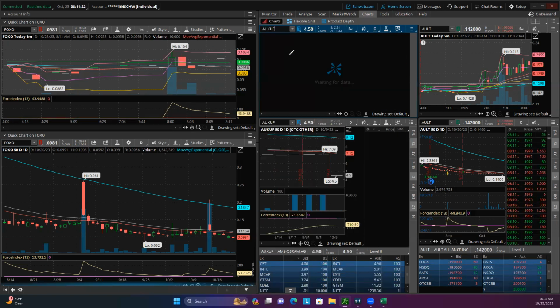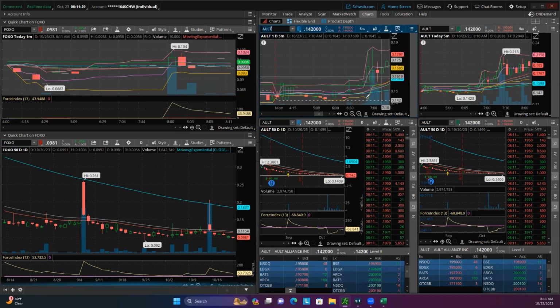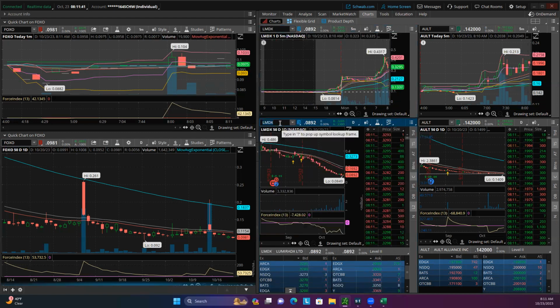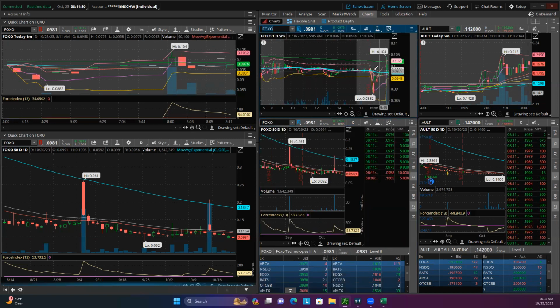And if you look at AULT, you see how the dotted line is down here? You see how everything's above it? And you see how it's pushing? And just to give another example, what was it, LMDX? You see the dotted line again? It's way down here, everything's above it. And then look, this one did nothing.